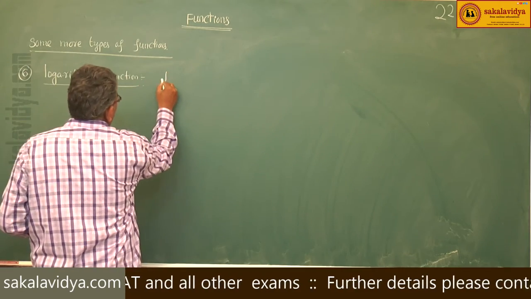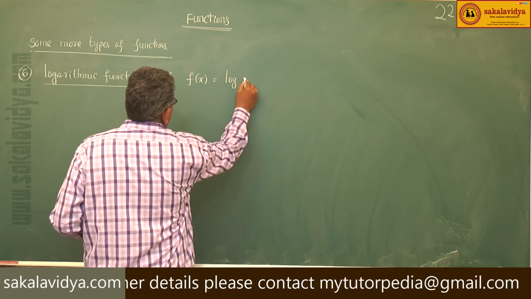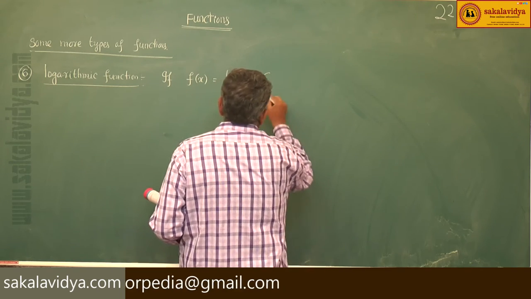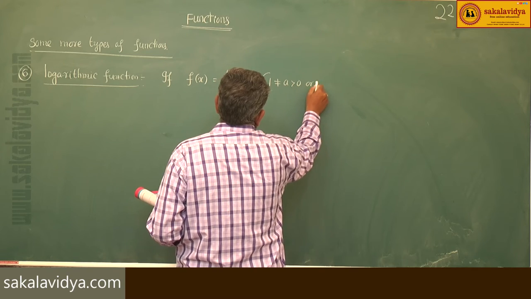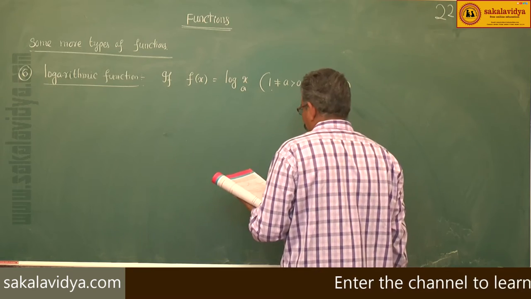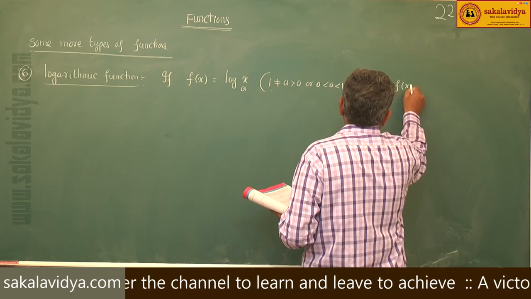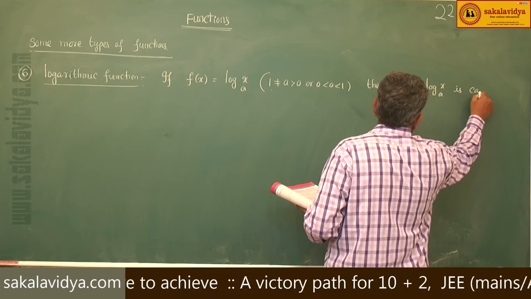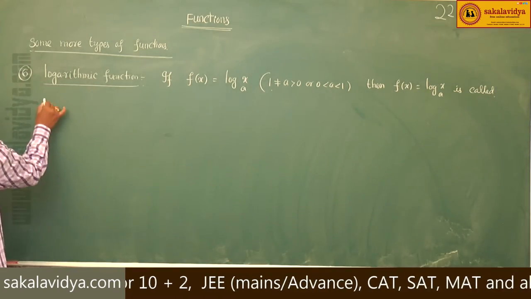If f of x is equal to log x to the base a, here a does not equal 1 and a is greater than 0, that is, 0 less than a less than 1, then f of x is equal to log x to the base a is called a logarithmic function.